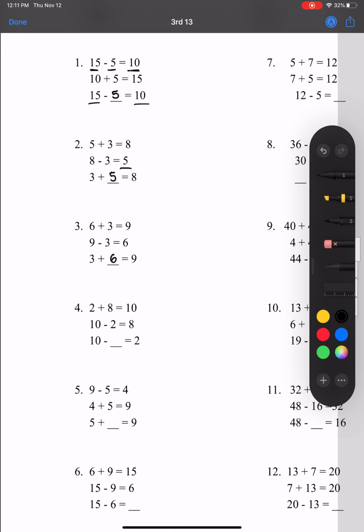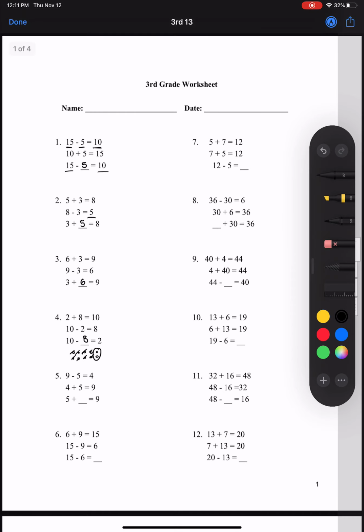8 plus 2 is 10. 10 minus 2 is 8. 10 minus what equals 2 would be 8, and you can check by doing 10 minus 8 and checking that it's 2, or you can draw it out for visual learners. 1, 2, 3, 4, 5. 1, 2, 3, 4, 5. So there's 10 dots. Minus 8: 1, 2, 3, 4, 5, 6, 7, 8. And there's 2 left. So that is how you solve the rest. I'm pretty sure you'll be able to.